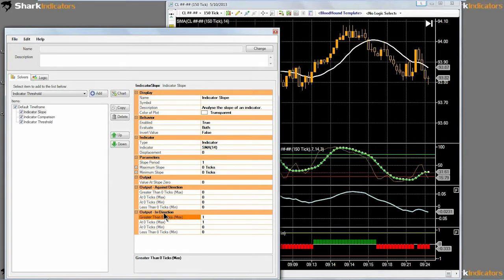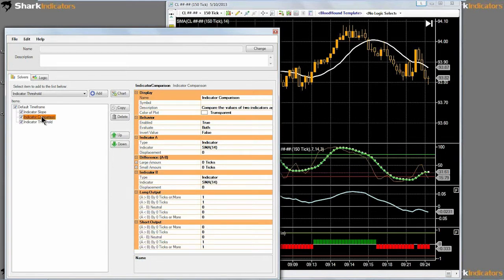And the same for the output in direction. In parentheses you have the max. So these two output settings relate to the maximum slope setting as specified here, and the bottom two, which have minimum in parentheses, relate to any slope requirement that you have right here.